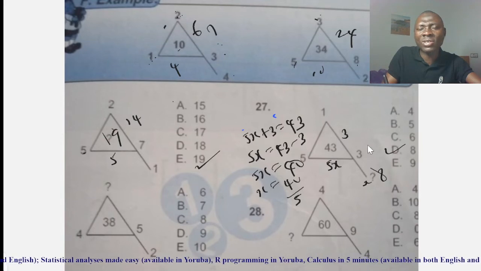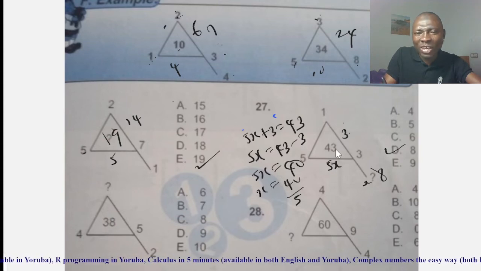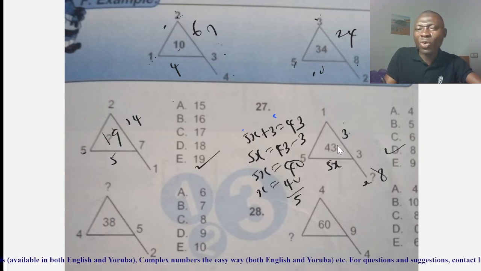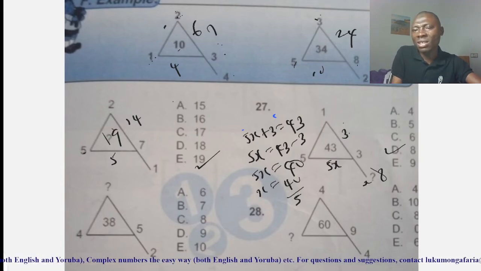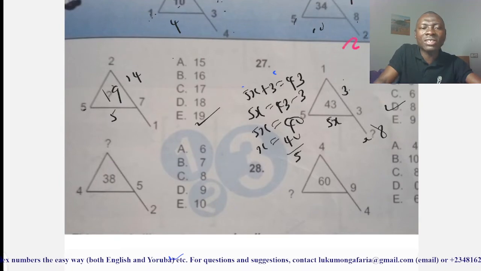Or if you don't want to stress yourself, since I know that the sum of the products of this and this will give me 43, first of all, subtract 3 from here. Then I'm going to have 40. Then you now say, okay, what number are you going to multiply by 5 to give you 40? And that is 8. I hope you understand now. So that is that.